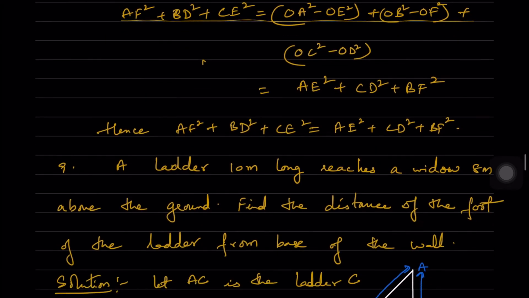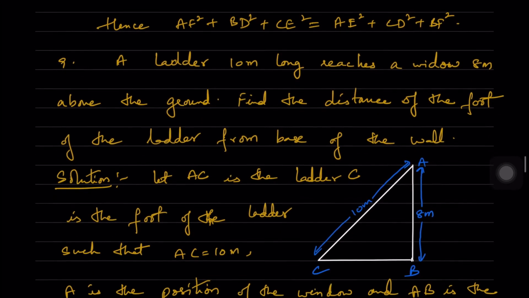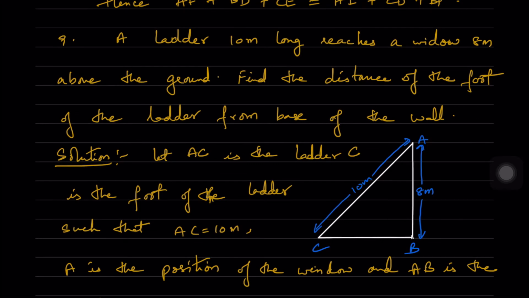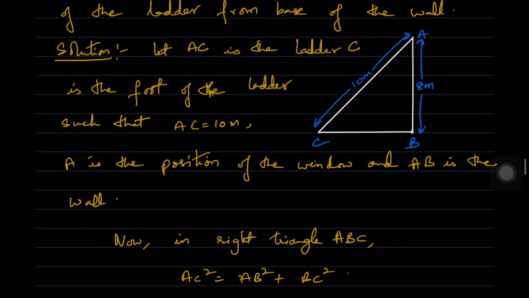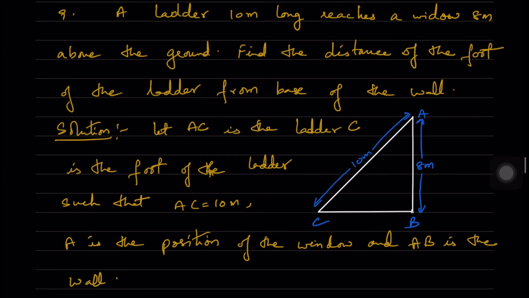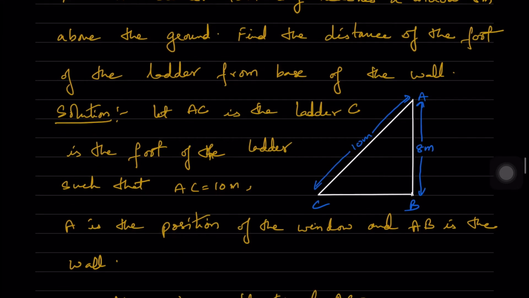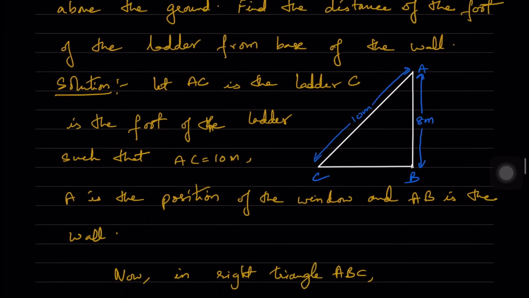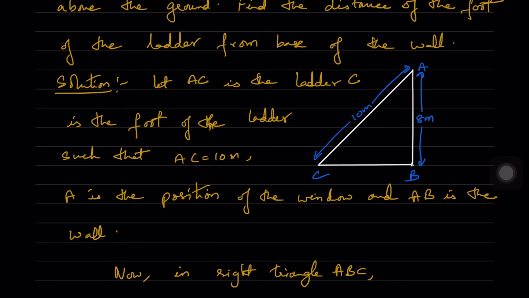So ninth one, a ladder 10 meters long reaches a window 8 meters above the ground. Find the distance of the foot of the ladder from the base of the wall. Now we have to use Pythagoras theorem for this. So now AC is the ladder here and C is the foot of the ladder, such that AC is equal to 10 meters. A is the position of the window and AB is the wall.